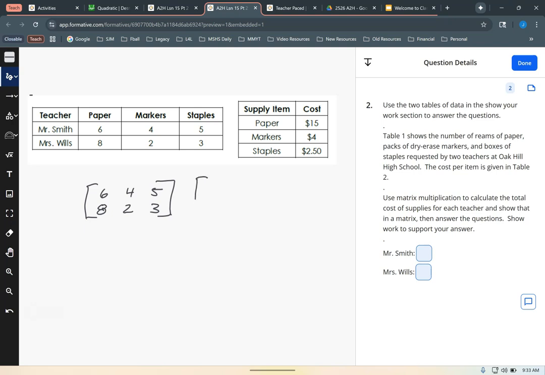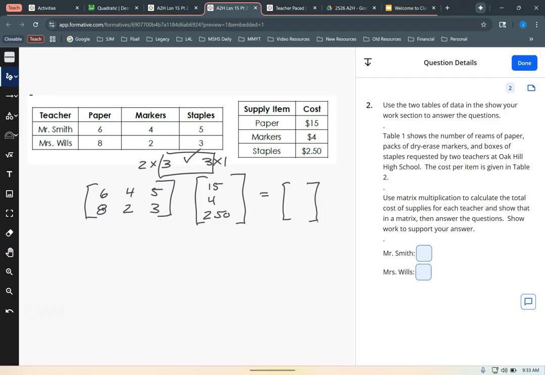So then let's take this one, which is going to be just these numbers here. I guess the question is can we multiply those matrices? Right? What's the dimensions of the first one? 2 by 3. What's the dimensions of the second one? 3 by 1. Okay, check. What's our answer matrix going to be? It's going to be a 2 by 1.